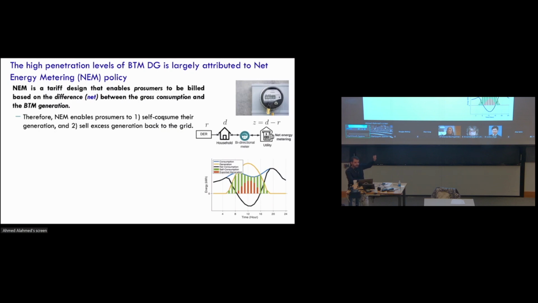Under net energy metering, you are billed based on the difference between your gross consumption, D, minus your gross renewable generation. So basically, you are billed based on the net consumption, the difference between consumption and generation. Net energy metering has two main characteristics. You can self-consume your generation locally, so when you have rooftop solar generation, you can consume it locally. And if your generation is higher than your consumption, you can sell this excess back to the grid. These are the main characteristics of net energy metering policies.